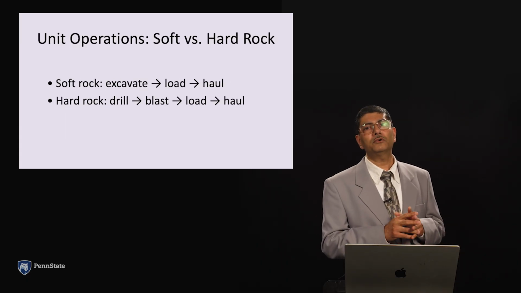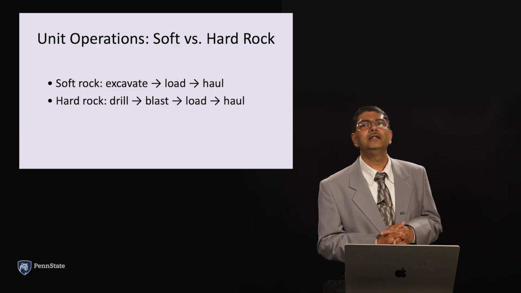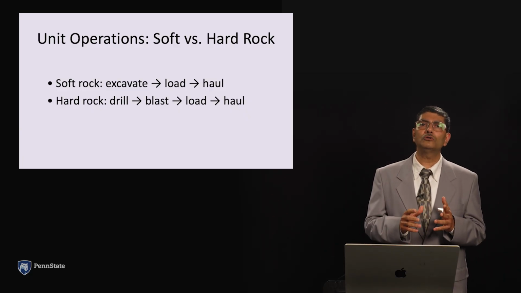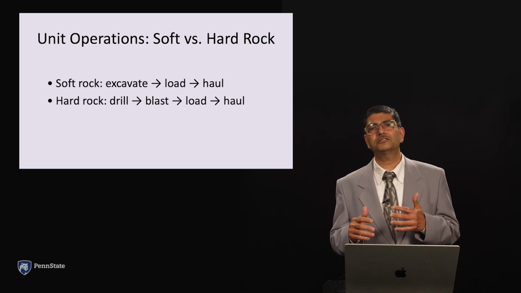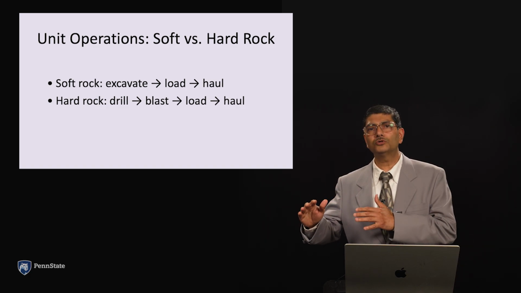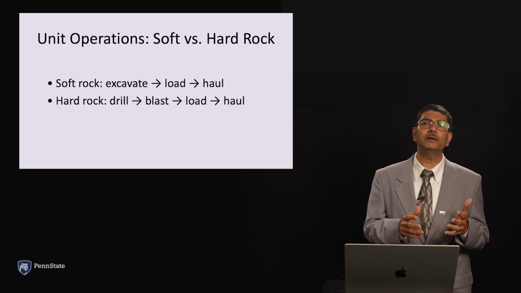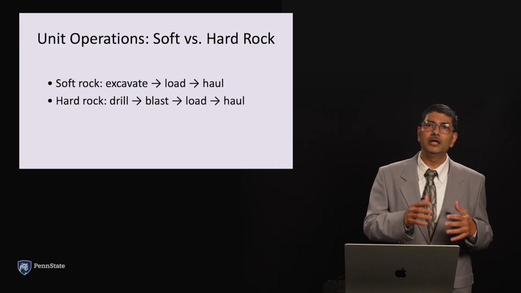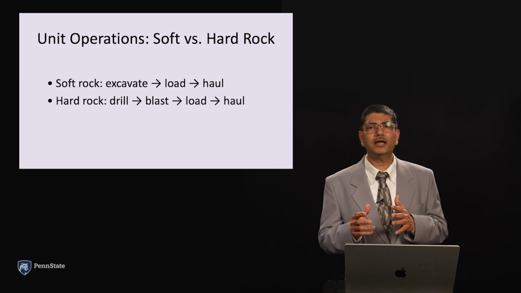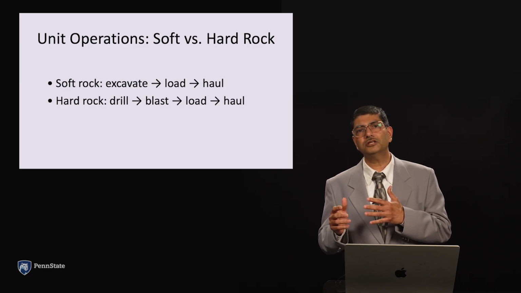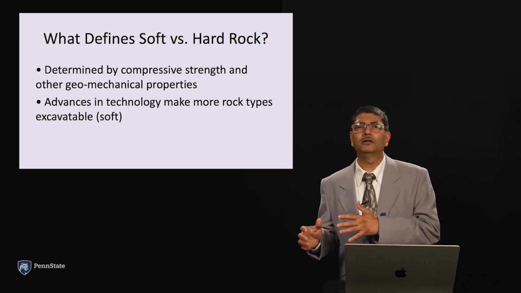Now, the unit operations for soft versus hard rock differ slightly. In softer deposits like coal, salt, trona, you can excavate directly. The cycle is excavate, load and haul. And in harder materials such as copper, limestone and metamorphic rocks, you need also to drill and explode the rocks. So it's drilling and exploding, then blasting. Exploding means of course the blasting, then load and haul.